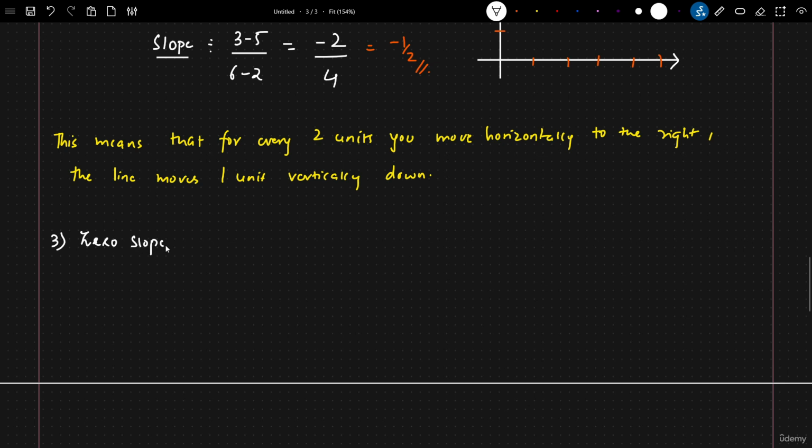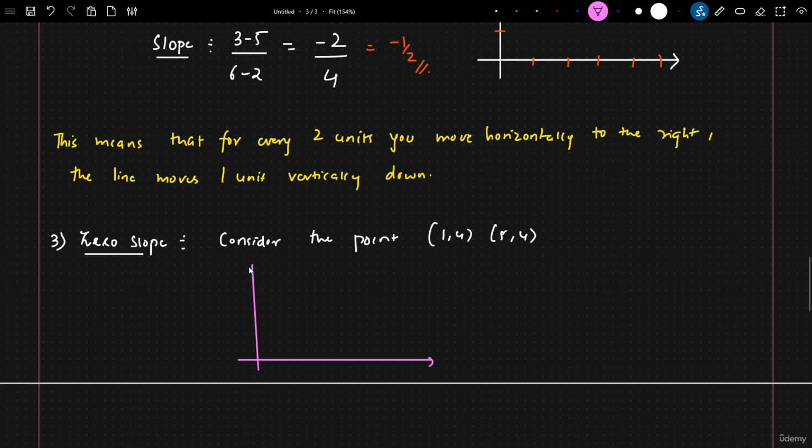In the case of zero slope, consider the points. Let's say the points are 1, 4 and 5, 4. If I have these 2 coordinates and plot them, let's say this is my plotting. This is 1, 2, 3, 4, 5, 1, 2, 3, 4. 1, 4 means 1 and 4. Let's say this is my point. Then 5, 4: 1, 2, 3, 4, 5, 5, 4, same thing.